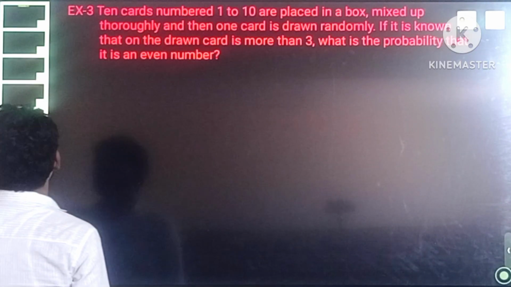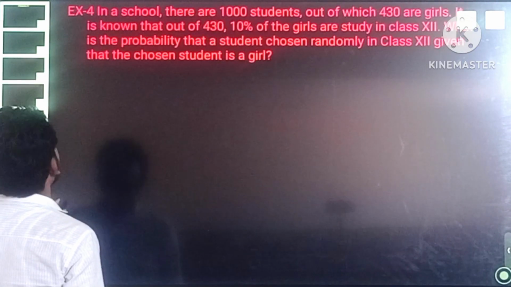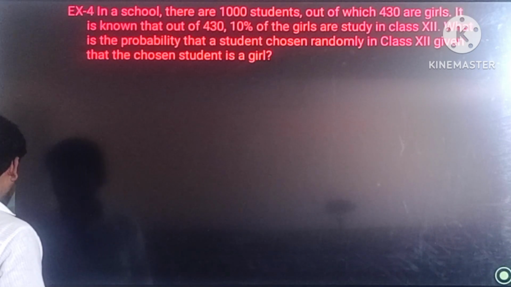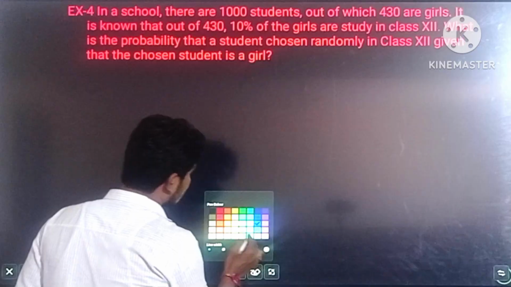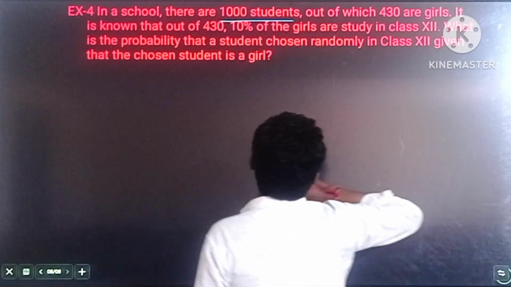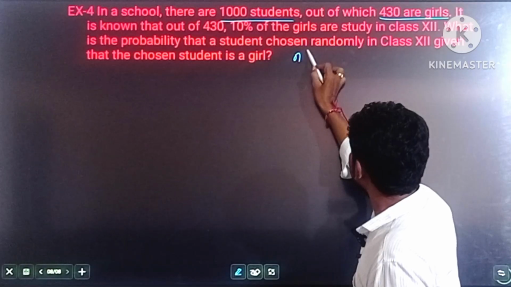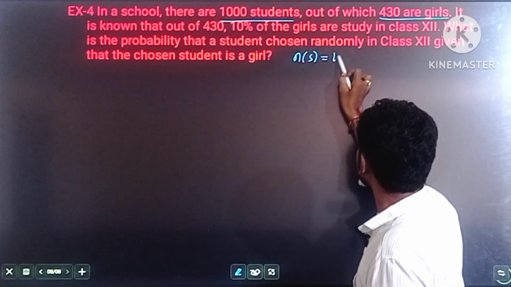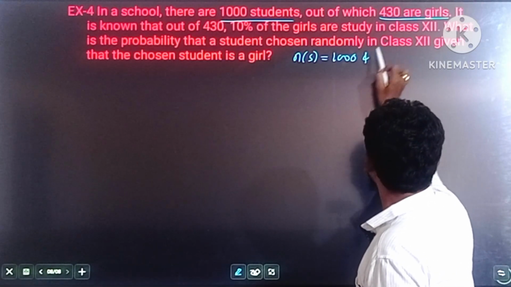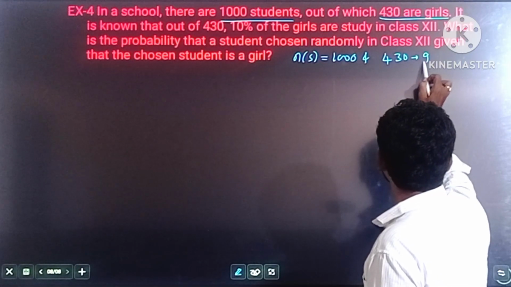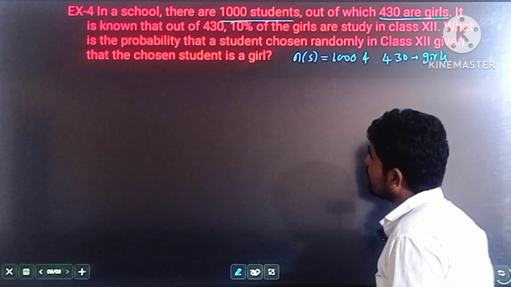And the next question is: in a school there are 1,000 students. In a school there are totally 1,000 students, out of which 430 are girls. So first, the number of outcomes in the sample space is 1,000, and out of that 430 are girls, which means the remaining are boys.